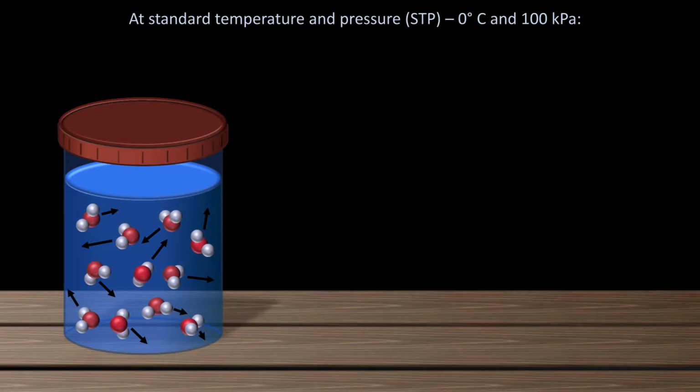So at standard temperature and pressure, the density of water is 1,000 kilograms per cubic meter, which sounds really high until you realize that a cubic meter is actually quite a bit of space. That's the same volume as 500 2-liter bottles of soda, and that's going to be pretty heavy.